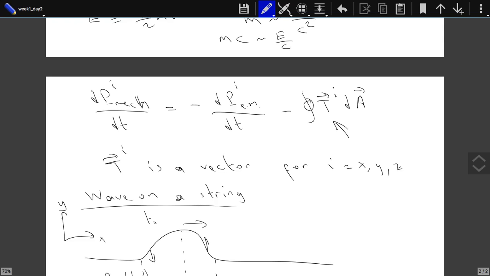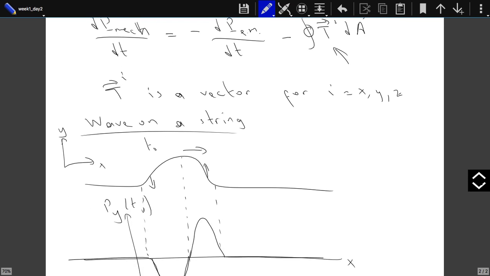We will identify the x, y, and z component of the momentum of the electromagnetic fields, but that component, let's say the x component, need not flow only in the x direction. It can be flowing in the x direction, also in the y direction, and also in the z direction. Now let's try to derive it.